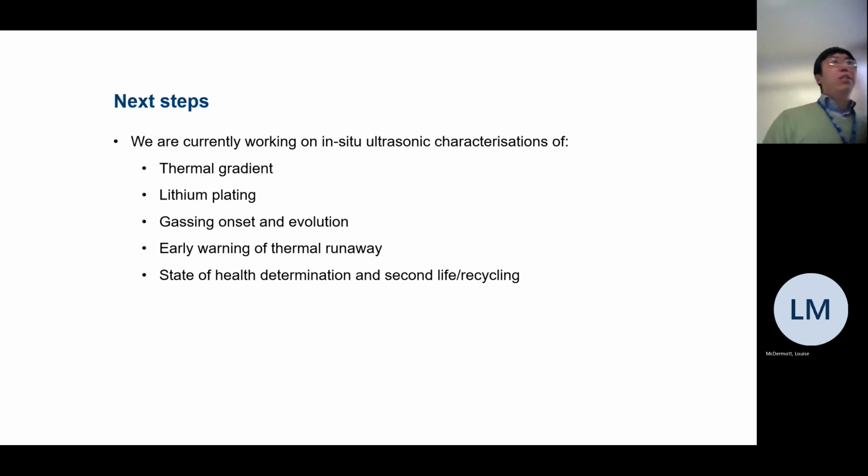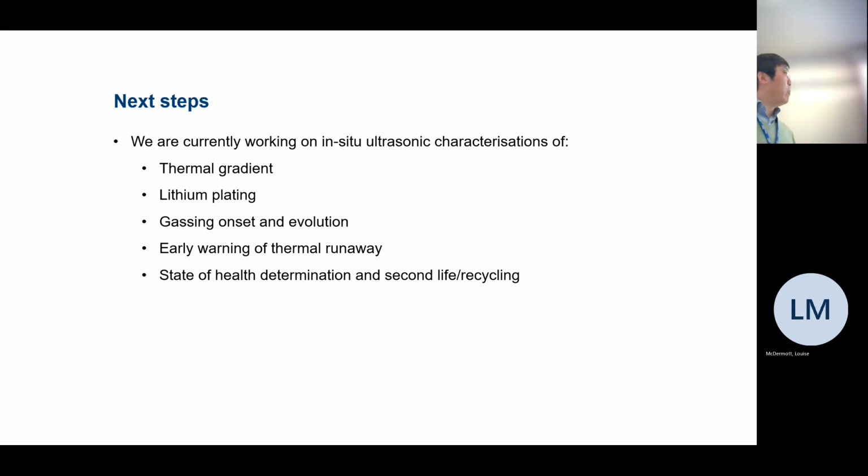the in-situ ultrasonic characterizations of a range of properties like thermal gradient. That's because we can now track, as that's also based on the tracking property of the ultrasound, each individual metal layer. And we can also use ultrasonic imaging to detect lithium plating. And also we're characterizing the gassing onset and evolution, especially the gases starting at a very early stage at sizes of a few microns. At that stage, it's very difficult for even CT to detect because the contrast as well as the size are too small.